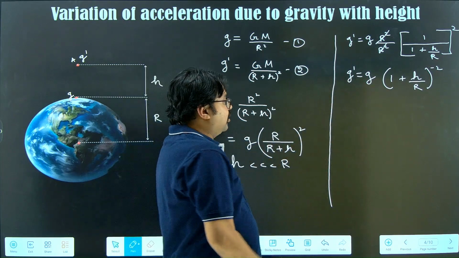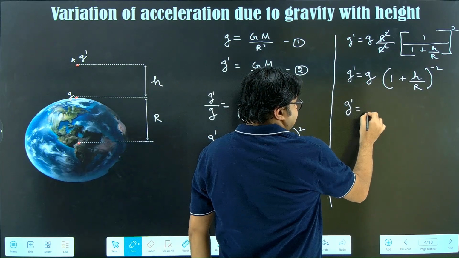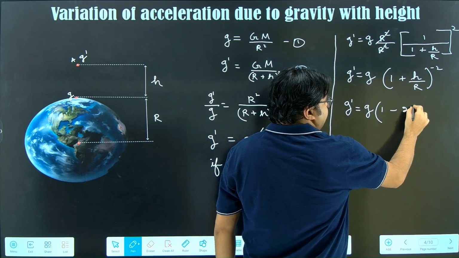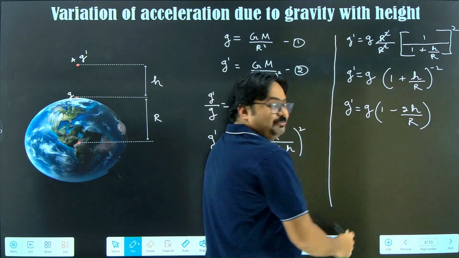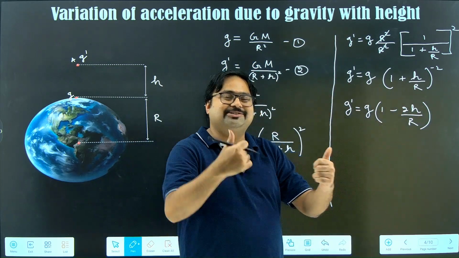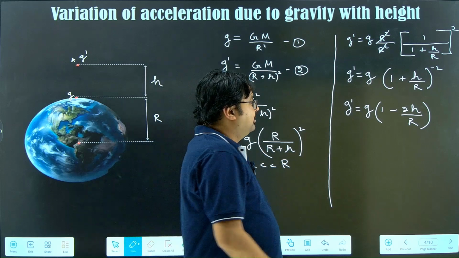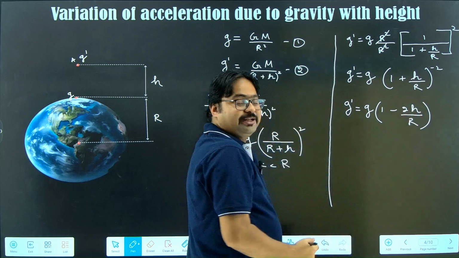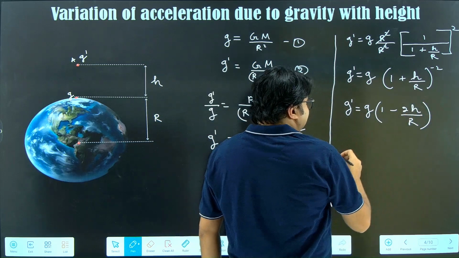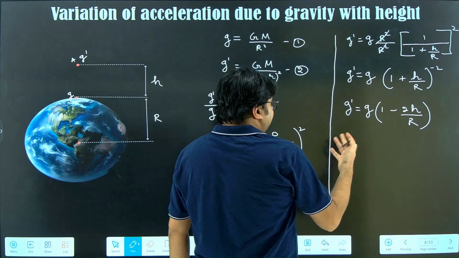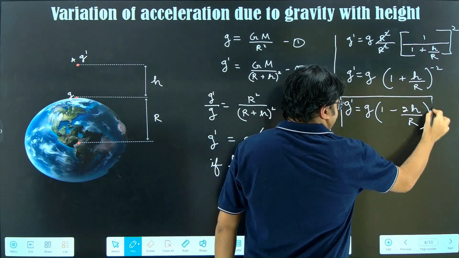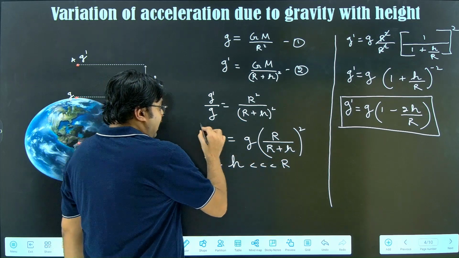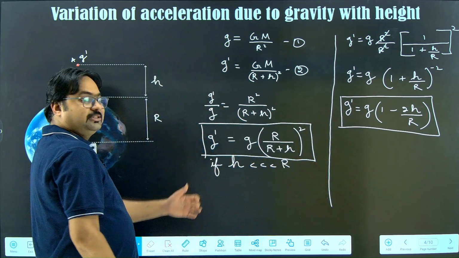Let us now go ahead and simplify this. g dash would become equal to g into 1 minus 2h divided by r. That's a binomial expansion. The first term has been taken, the rest of them are too small, so we have neglected them. The minus 2 gets multiplied with h here, so minus 2h divided by r. This is an equation that can really serve you well only if h is very less when compared to r. Otherwise, in all other cases, you will always use this formula.